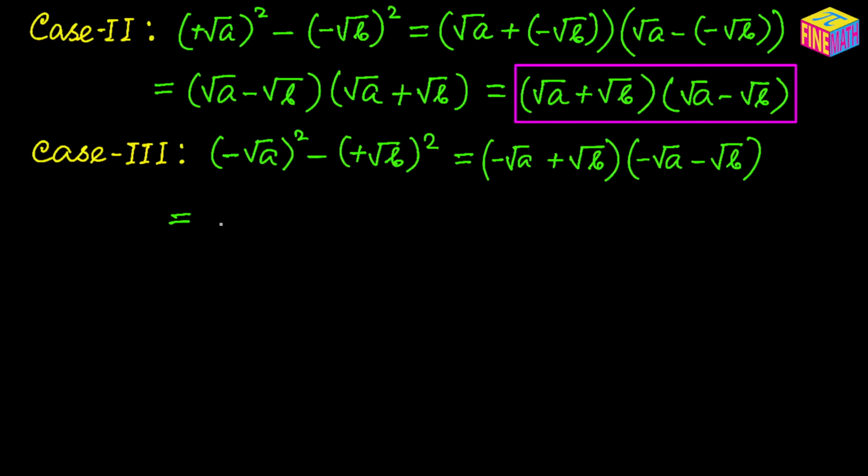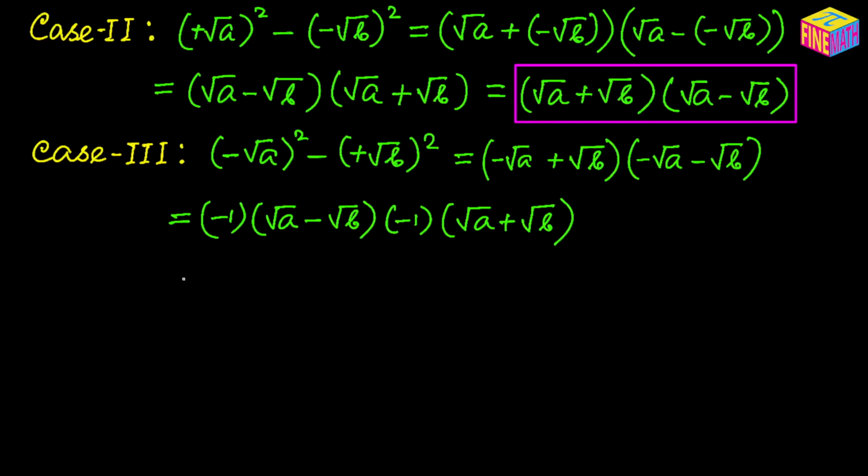Out of the first parenthesis, if we take a negative 1, then what do we get inside the parenthesis? Well, we're going to get a positive square root of a and a negative square root of b. And similarly, from the second parenthesis also, let's take a negative 1 out. So if we take another negative 1 out from the second parenthesis, we're going to get positive square root of a plus square root of b.